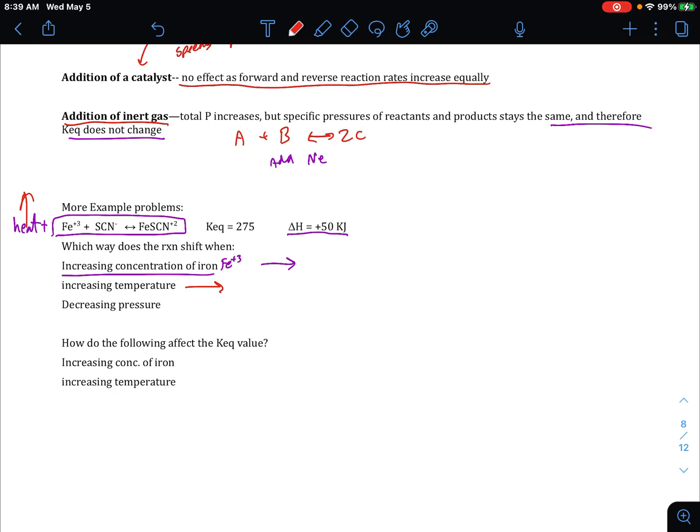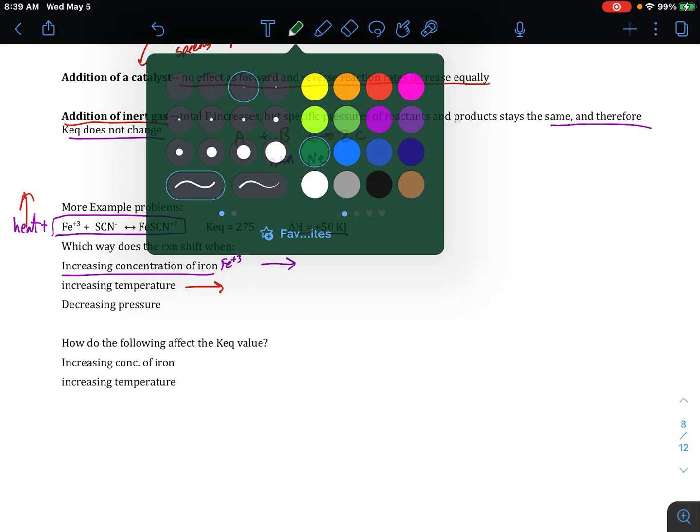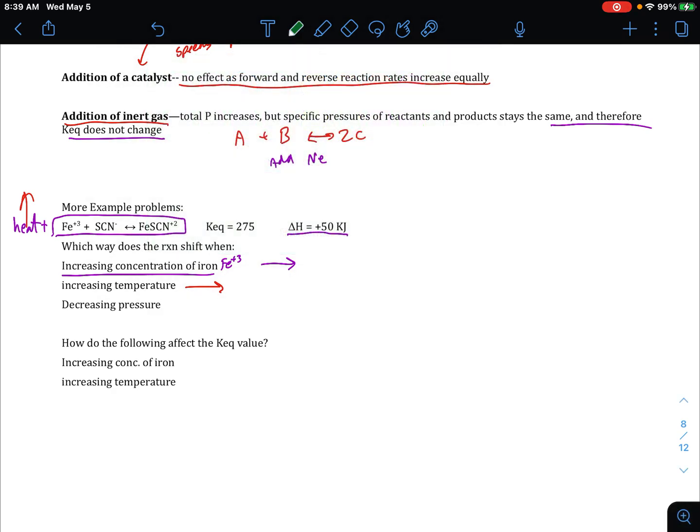And the third change, decreasing the pressure. Well, these are all ions, and that means they are not gases. These are all aqueous. So no effect, because pressure and volume changes only affect gases.